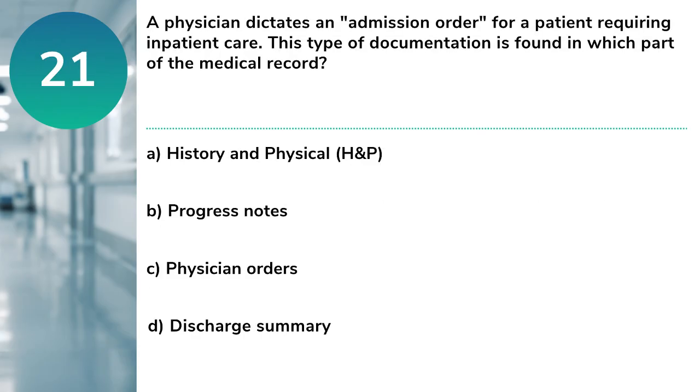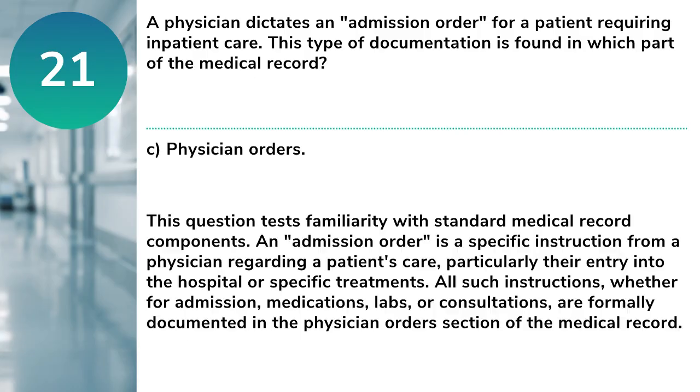Question 21. A physician dictates an admission order for a patient requiring inpatient care. This type of documentation is found in which part of the medical record? A. History and physical, H&P. B. Progress notes. C. Physician orders. D. Discharge summary. Answer: C. Physician orders.